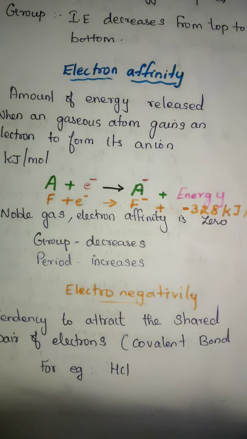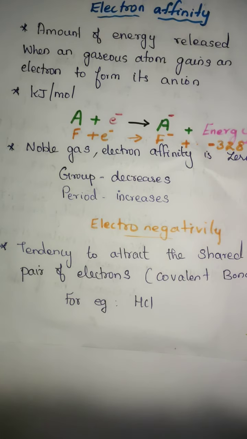The last one is electronegativity. The tendency of an atom to attract the shared pair of electrons is called electronegativity. See, for two girls or two boys, or your brother and sister, fighting for a sweet, which one is very strong? They will win that, isn't it?